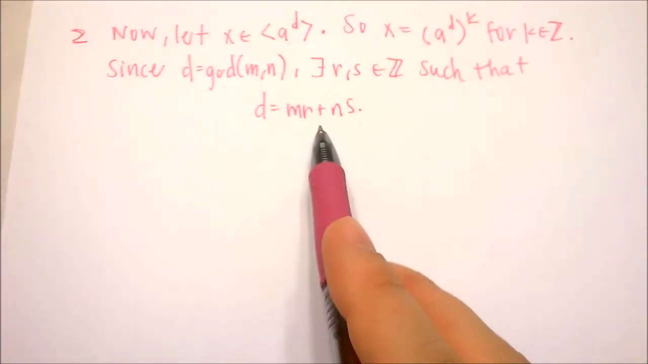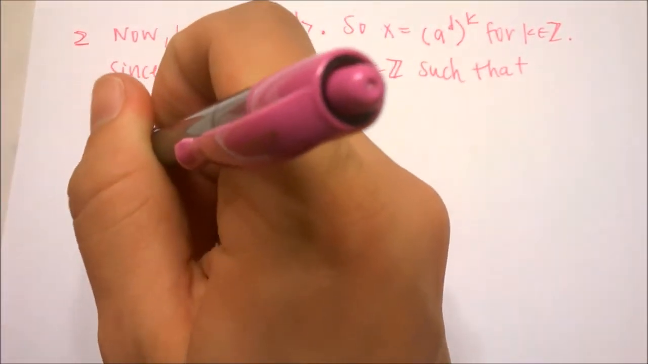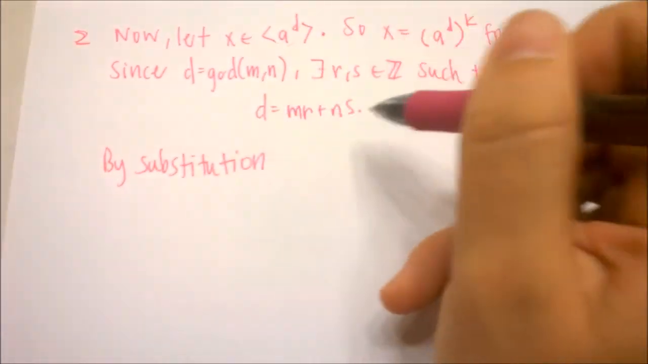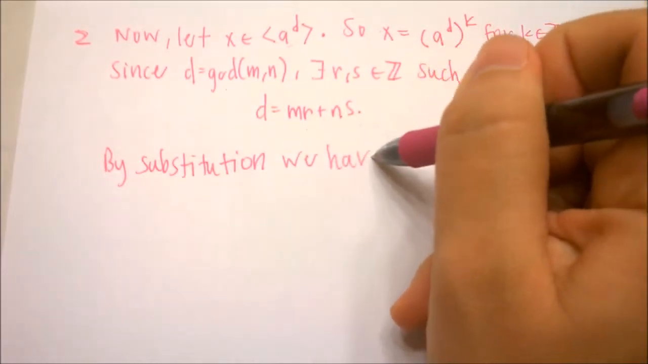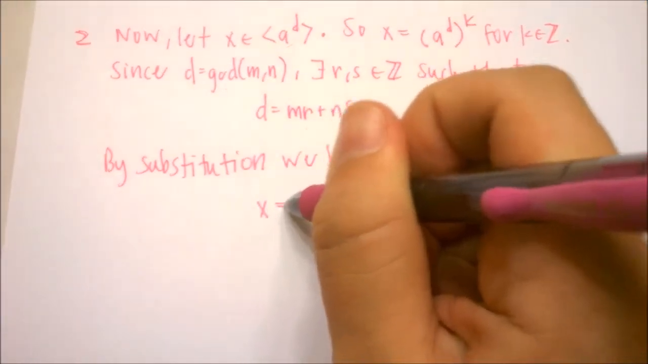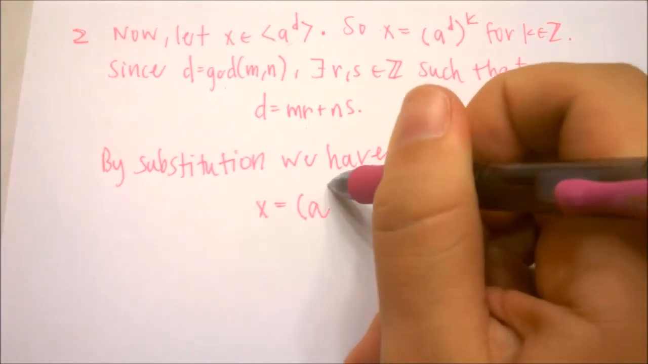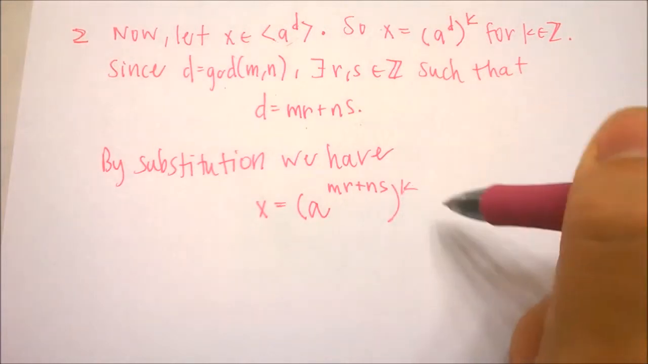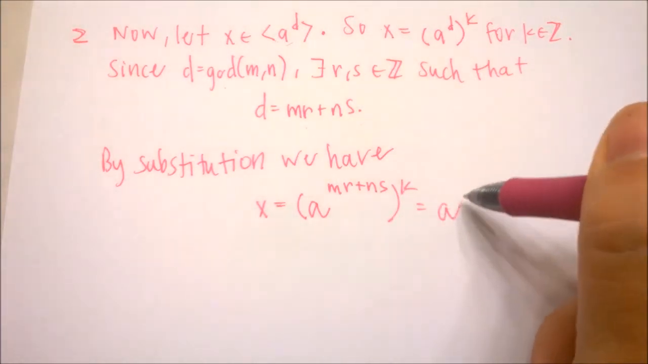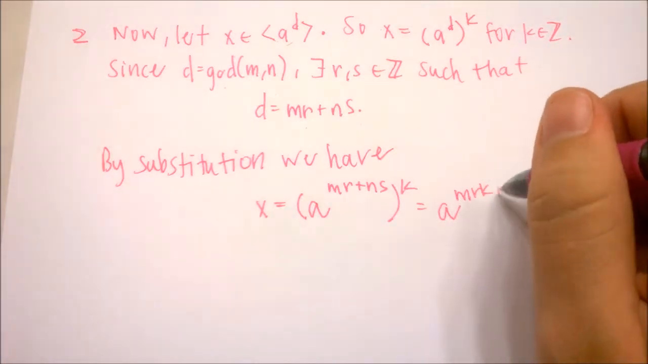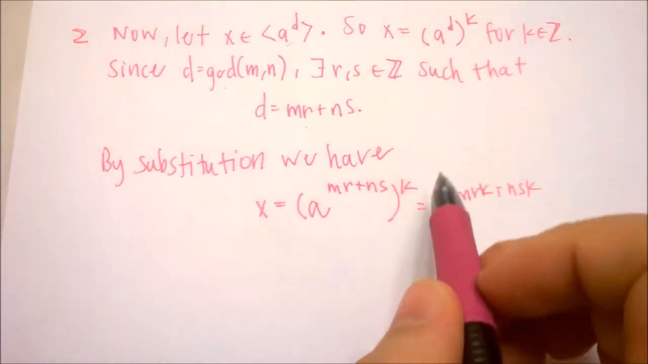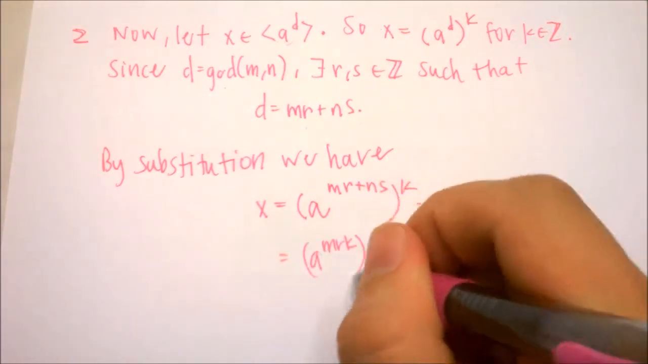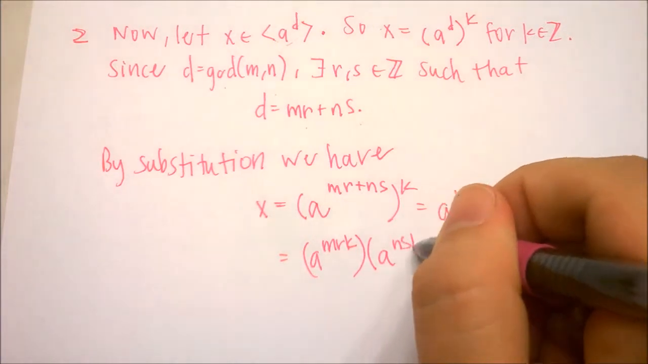So now we have an expression for d. So by substitution, we have x equals a to the mr plus ns, just subbing that in for d, to the k. And if we distribute that k, we have a to the mrk plus nsk. And just by exponent rules, we can write that as a to the mrk times a to the nsk.